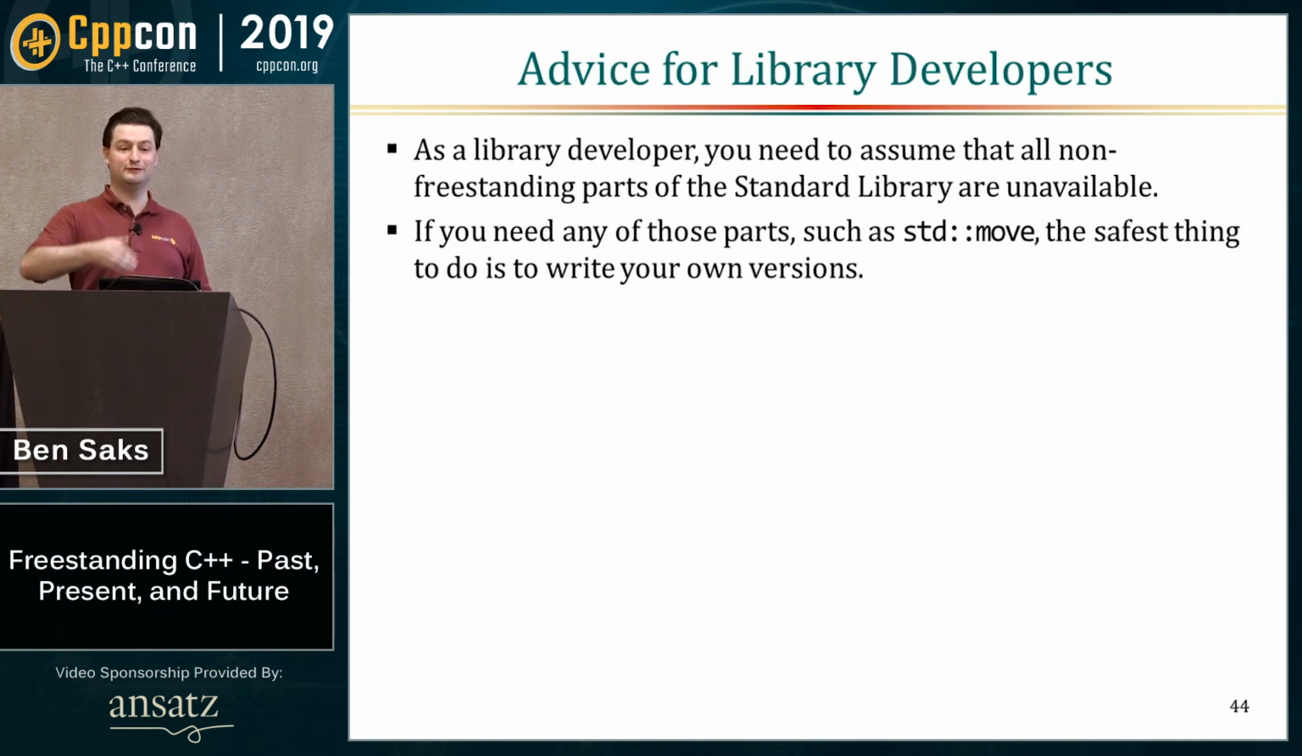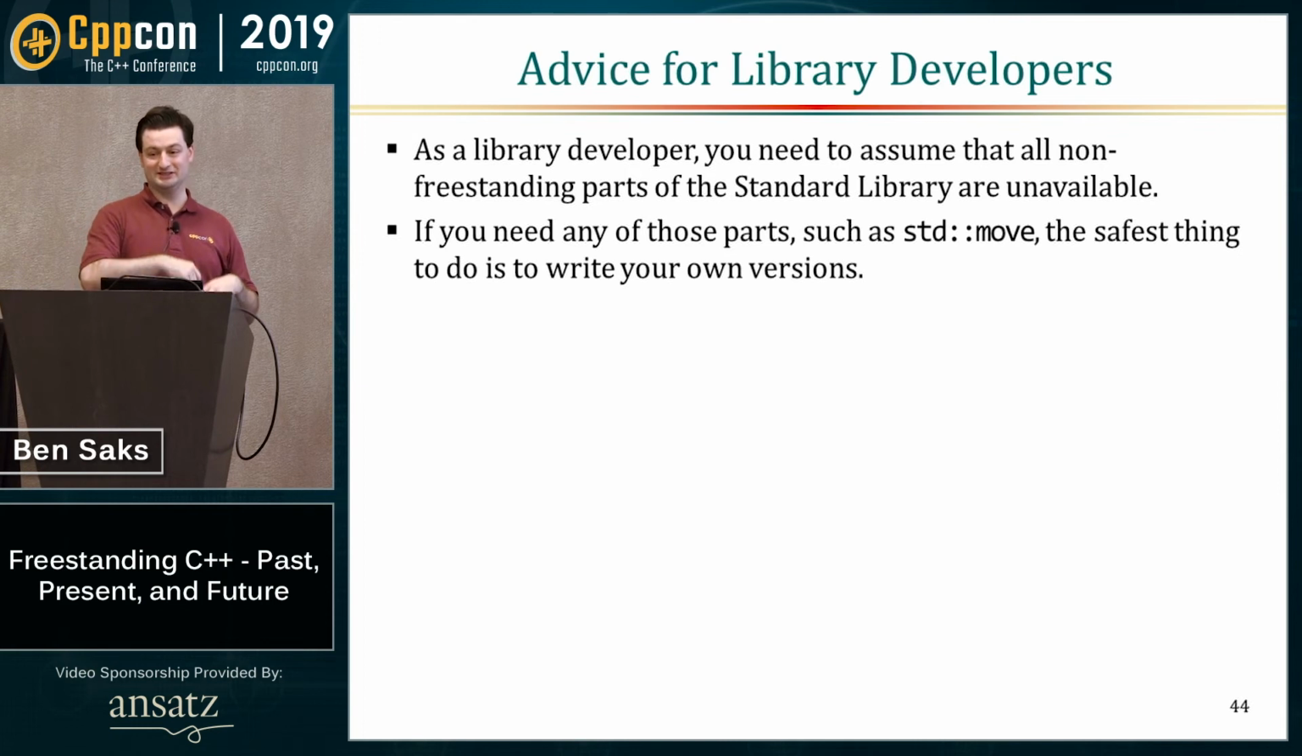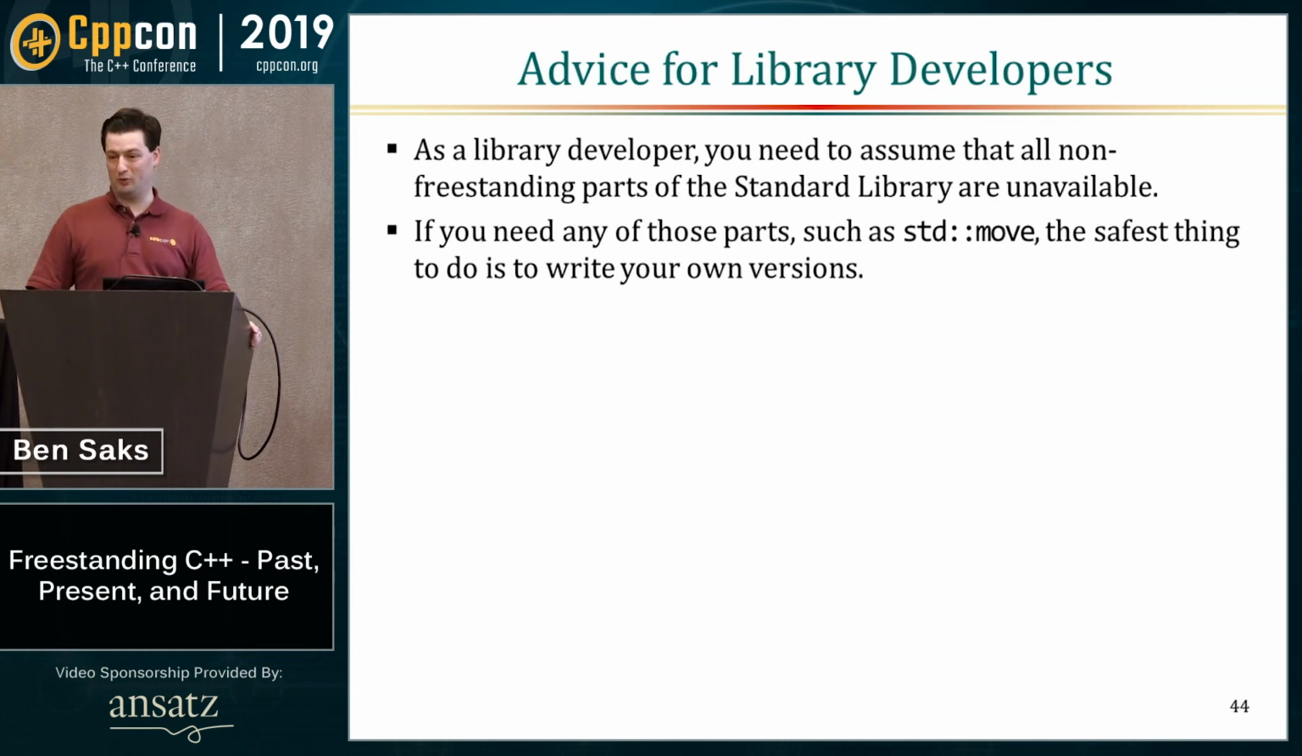So even if you knew for a fact that every existing freestanding implementation of C++ actually provides std::move, you wouldn't really want to use it. The safest thing to do would be to write it yourself, because someday in the future, because it's not a required part of the freestanding set of language features, there could be a tool chain that doesn't provide it. So the safest thing to do in that situation is write the pieces of the library that you need yourself.